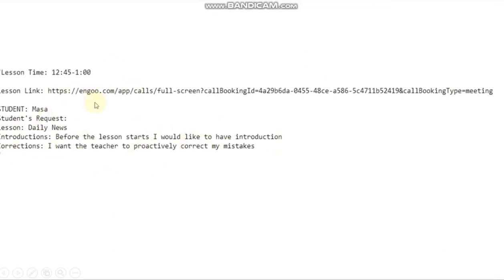And you'll be doing 2 demos. First demo is the daily news demo, and the second one is free talk demo. Don't worry, the class flow for the 2 demos will be the same. The only difference is that during the first demo, you will be using a class material, which is the daily news, while the second one is free talking class, which means you will not be using any class material.